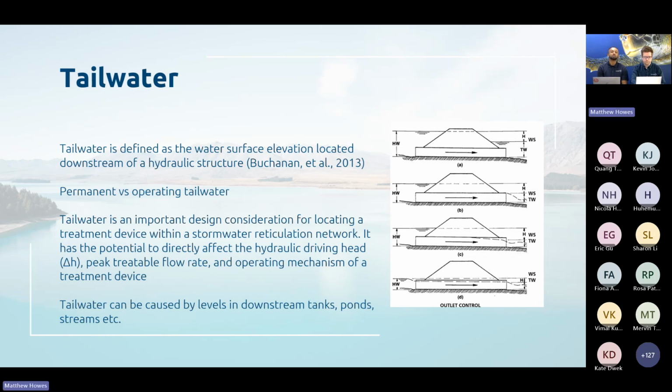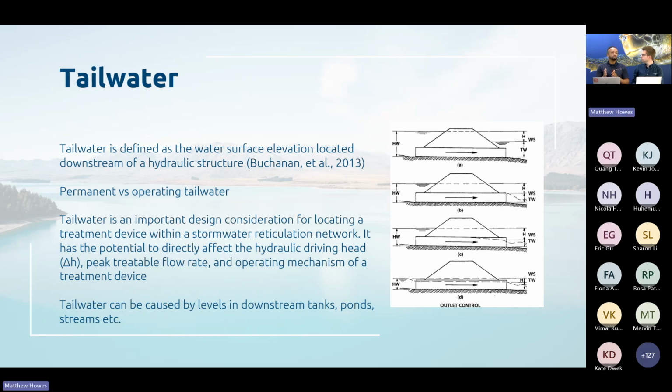Yeah. So we discussed earlier headwater, which is upstream of a hydraulic structure or a treatment device. In this case, tailwater is the water surface elevation located downstream of a hydraulic structure or a treatment device. Which is a great question that we've asked. When we use attenuation downstream of a treatment device, in some cases there may be tailwater considerations that need to be made.